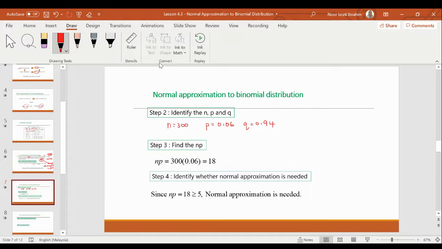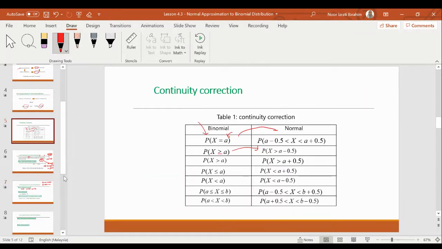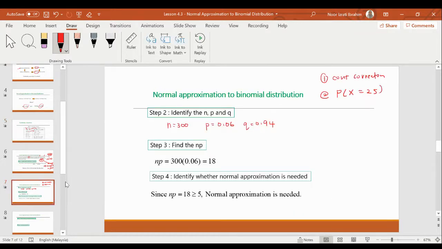Alright, once you have decided you need to use normal approximation, what we do is, first, you have to do continuity correction. Once you do continuity correction, you still have x, for example here x equals 25, in between. Never mind, we will look at that later. But once you do continuity correction, you will see it's still x here.